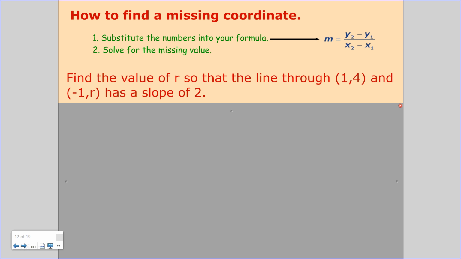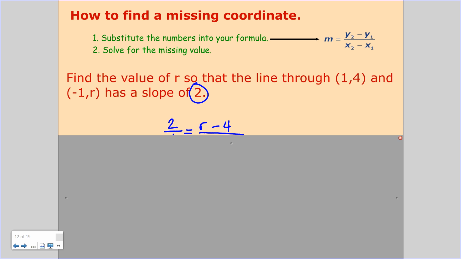Here's our next one: find the value of r so that the line through (1, 4) and (-1, r) has a slope of 2. So I'm going to let you set this one up on your own, giving you again that little hint. This is a whole number, and we want a proportion set up. So when you're replacing your slope for m, write it as a fraction over 1. You can write any number over 1 and not change its value. That will help you when you get to cross multiplying. Set this up, solve it, click pause on this video. When you're ready to check, we'll click play and see where you are.